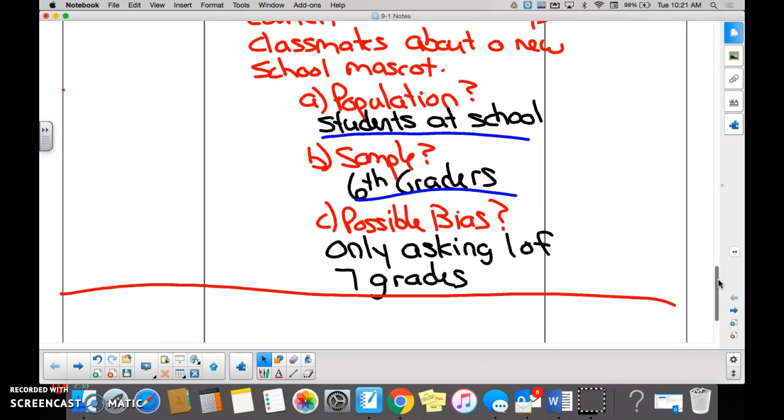The goal is to have a non-biased or an unbiased sample or an unbiased survey. So the sample and the population should match. Questions?